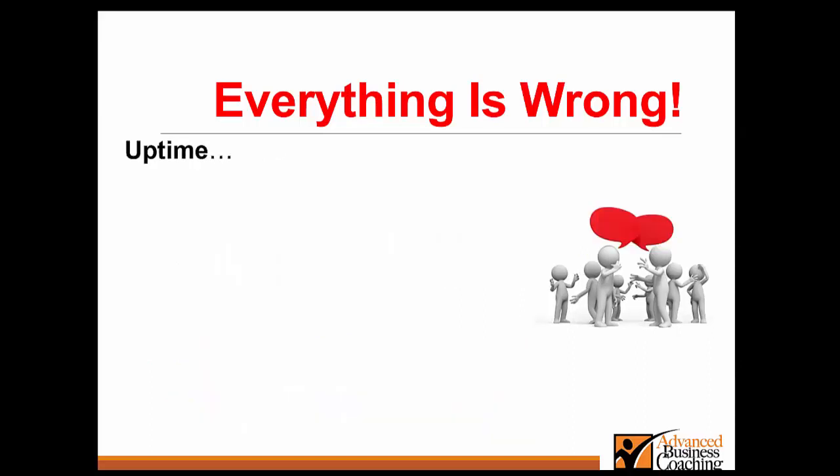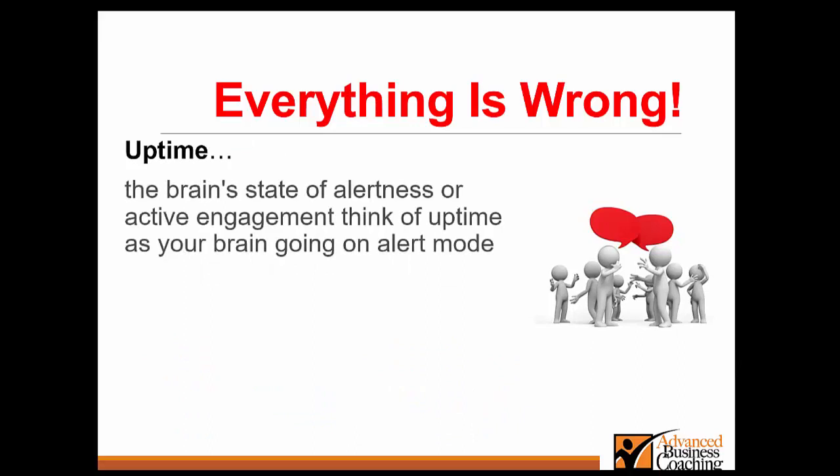The second concept is what's known as uptime. This is the brain state of alertness or active engagement. It's like when you're driving on the freeway in a heavy thunderstorm. Your hands are on the wheel at 10 and 2, and your pupils are as big as saucers. You're sensitive and responsive to everything around you. You're in uptime when you're watching a horror movie, when you hear the music building in a crescendo in anticipation of something scary to happen. You can think of uptime as your brain going on alert mode.